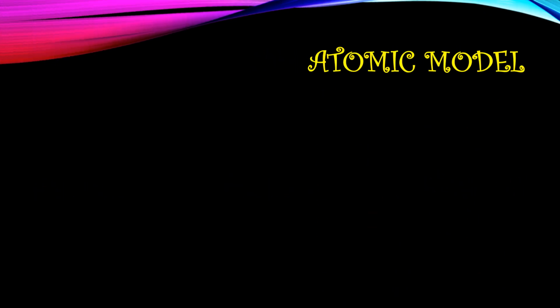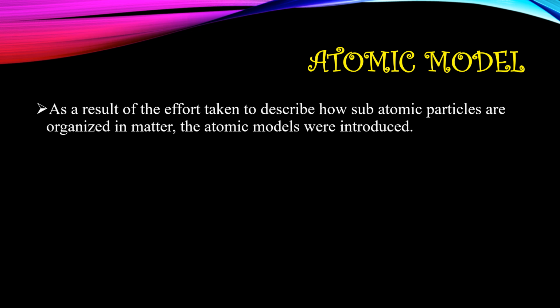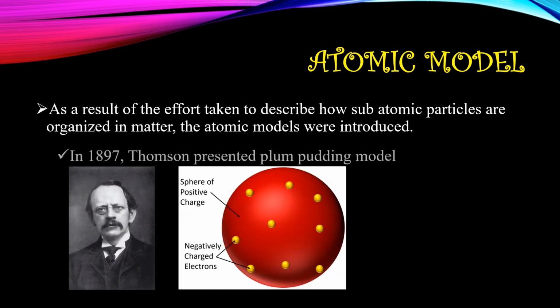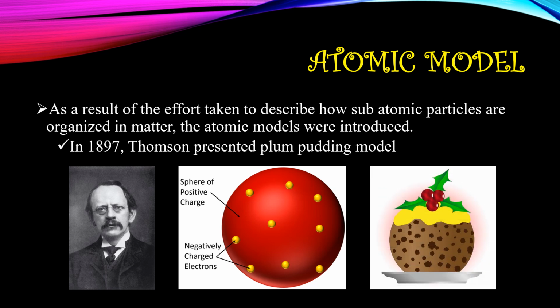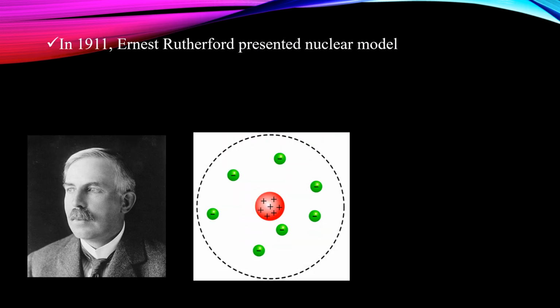Now let's see about atomic models. As a result of the effort taken to describe how subatomic particles are organized in matter, atomic models were introduced. Earlier in 1897, J.J. Thomson presented the plum pudding model, in which he explained negatively charged electrons are embedded in the positively charged sphere of the atom, as how the plums are embedded in a pudding.